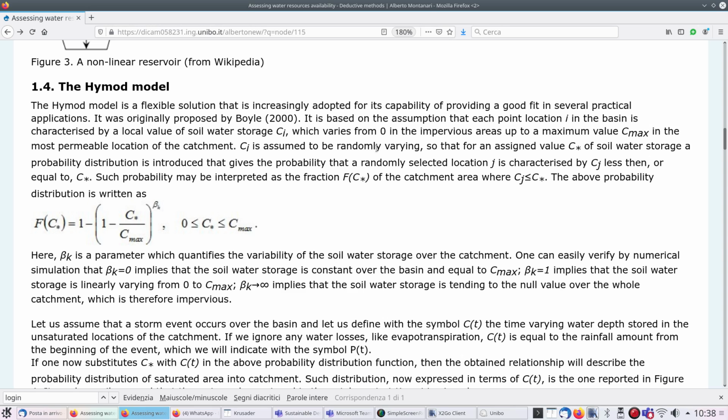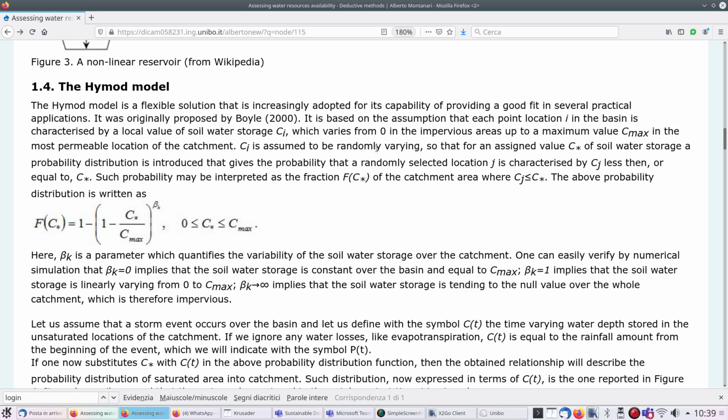IMOD is a very simple name, an acronym, that stands for hydrological model or hydrologic model. IMOD is a nice extension of the linear reservoir. It's a nonlinear model, but it is really well conceived because, as we will see, it takes into account, within a very simple modeling scheme, the physics of the process in a more detailed way. And let me try to better explain.